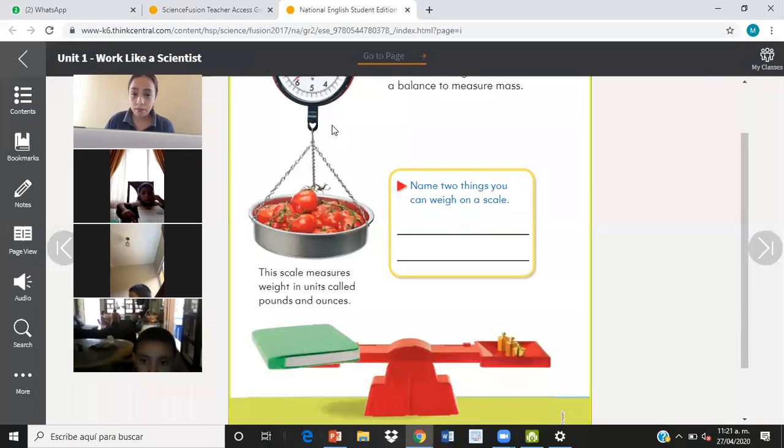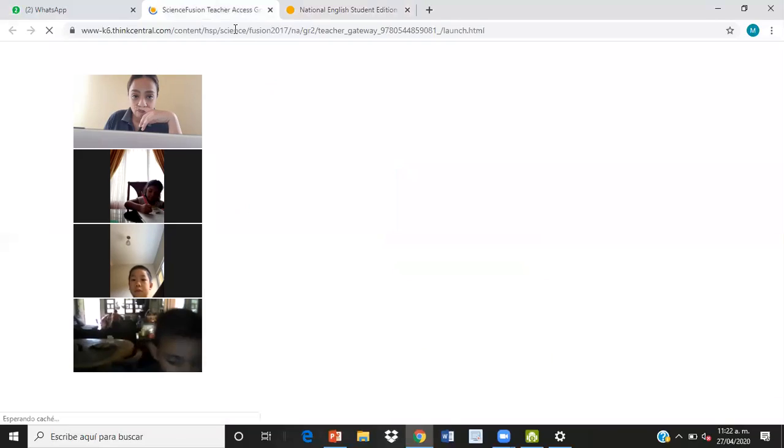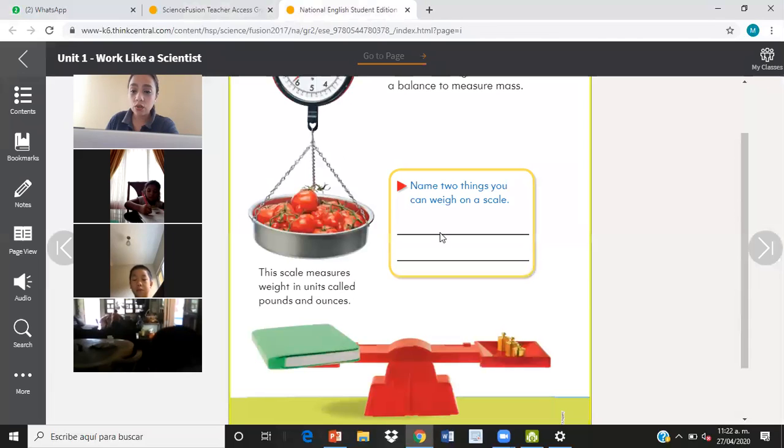What can we weigh on this scale? We can weigh fruits, like apples, we can measure vegetables. Do you know how to write vegetables? Vegetables. So on this line, write vegetables. And on the other line, write fruits. Okay? So write on this line fruits or vegetables.